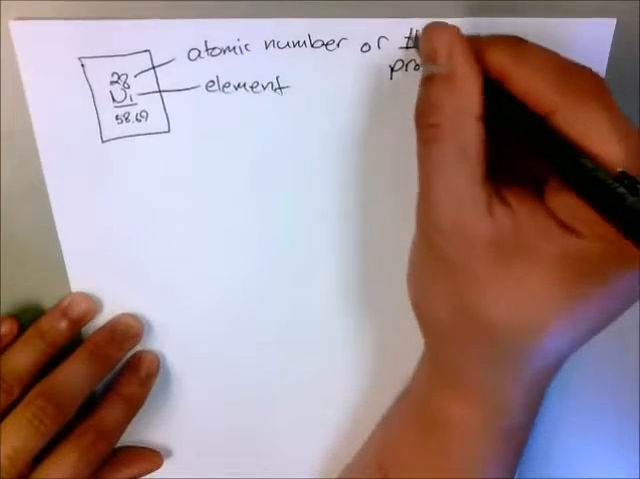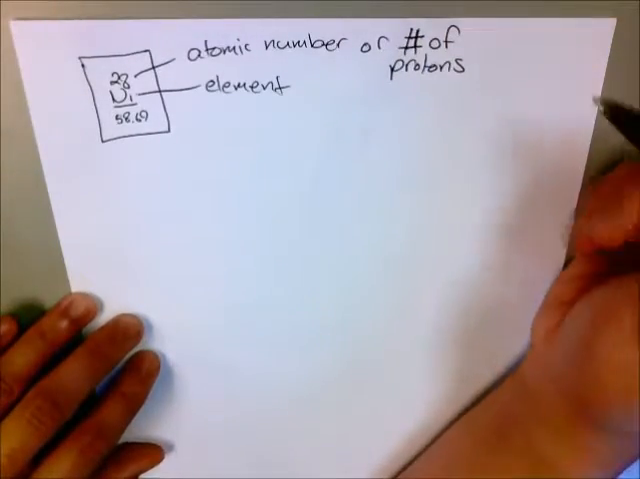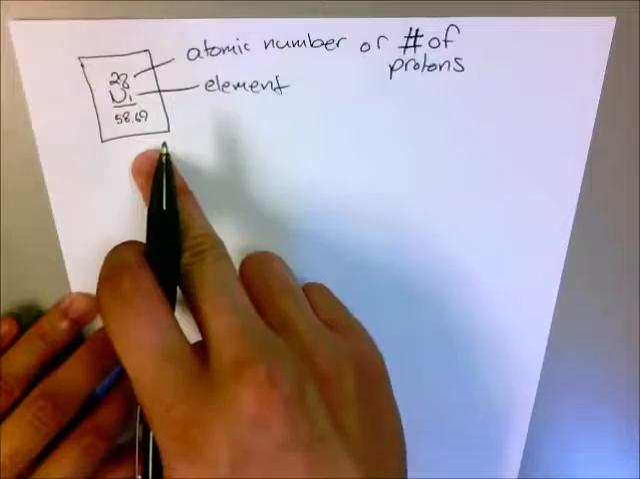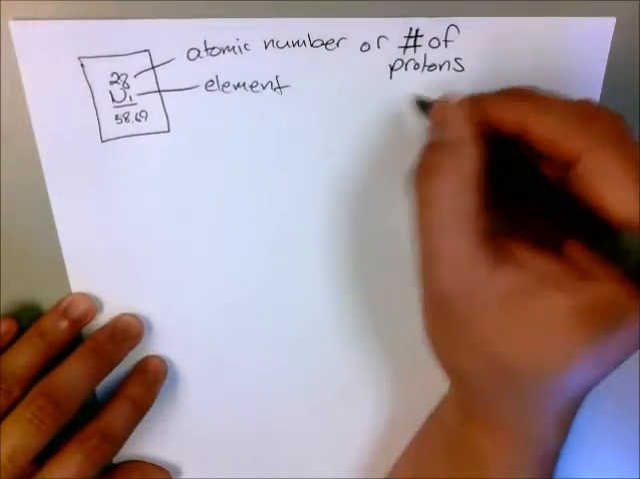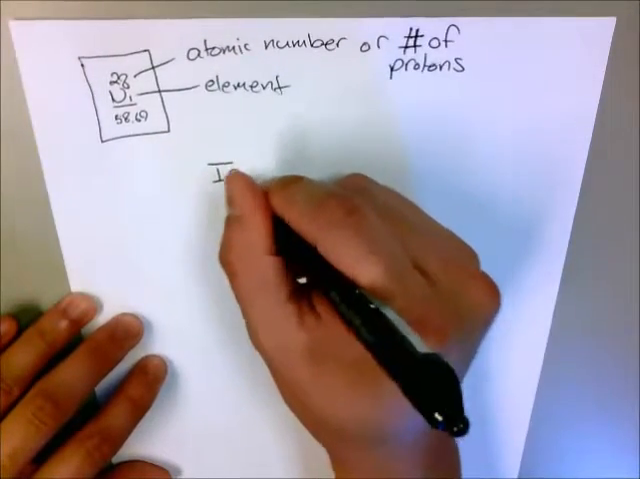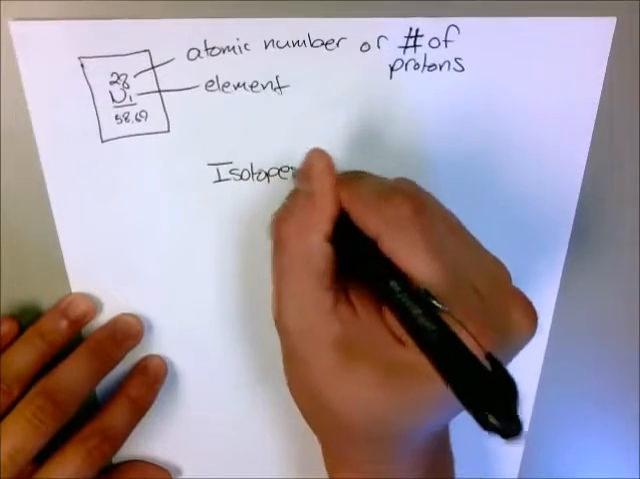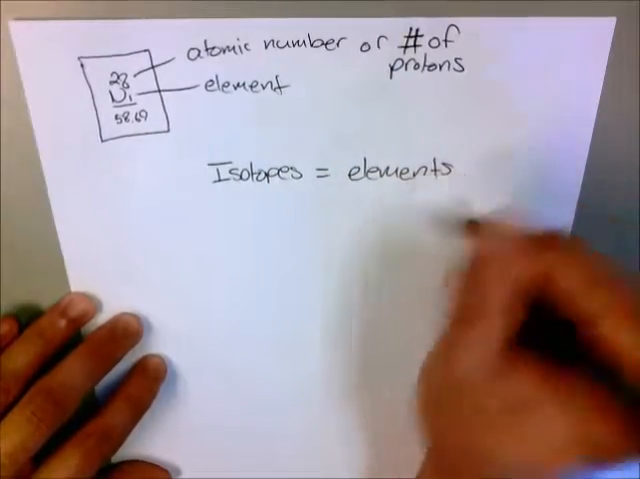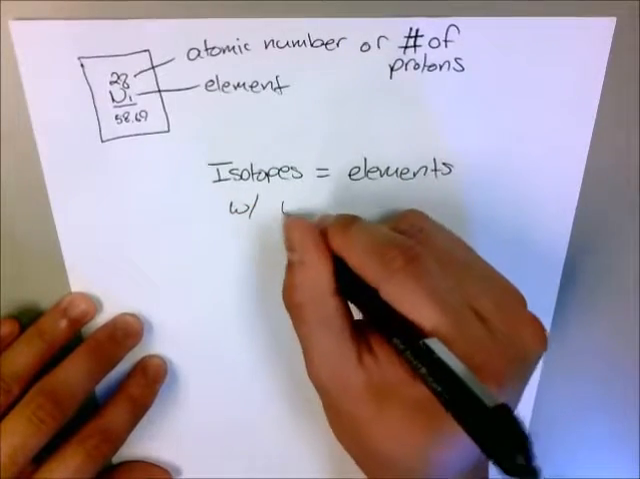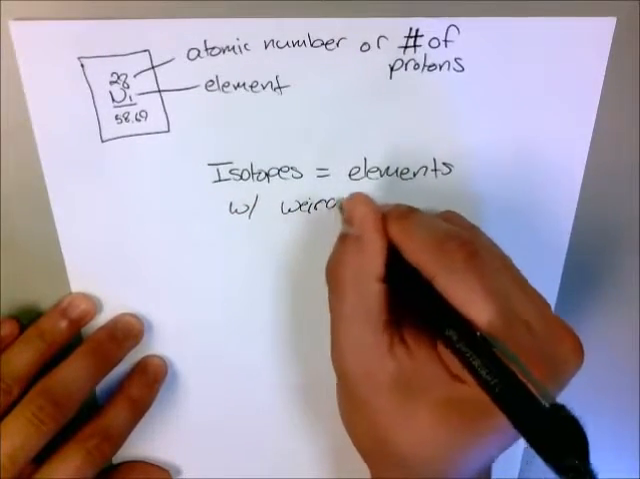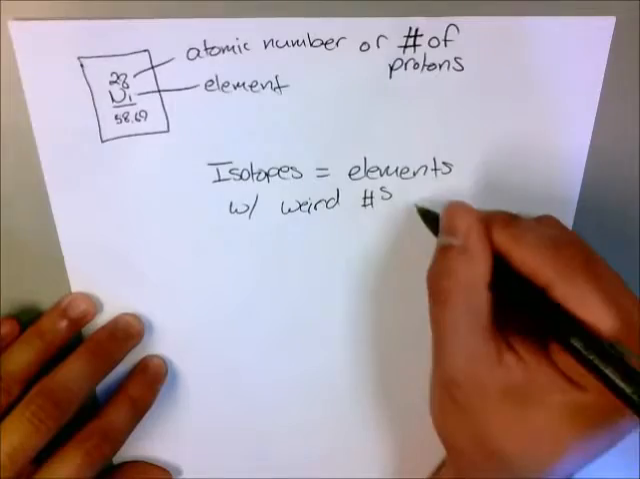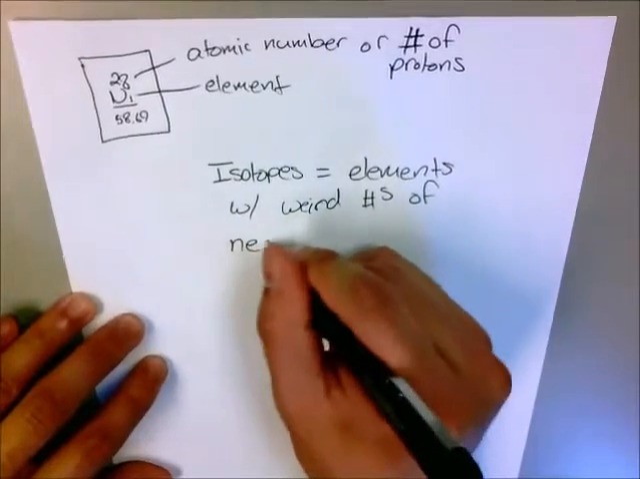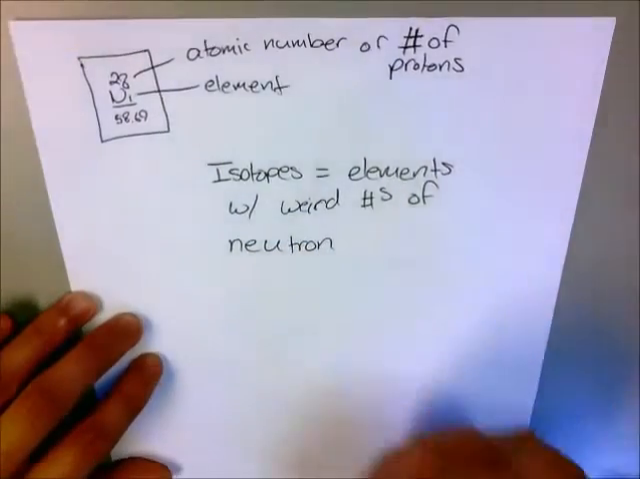or the number of protons. You can generally assume that your number of protons and your number of neutrons will be the same for periodic elements, but there is something called an isotope. So isotopes are elements with weird numbers of neutrons.